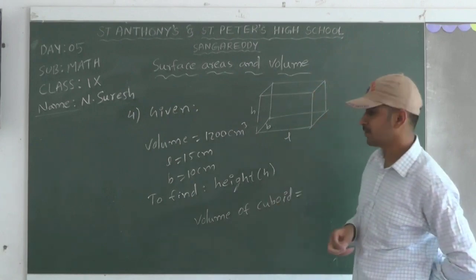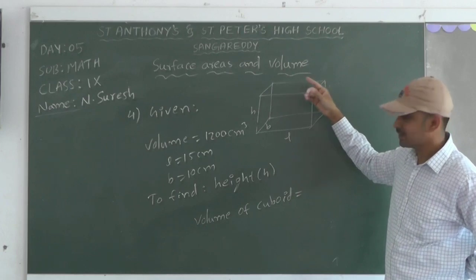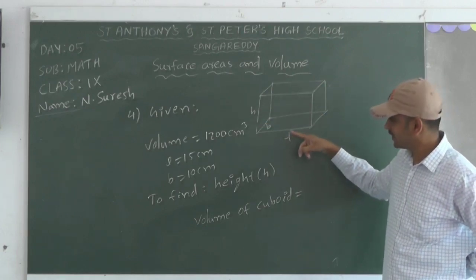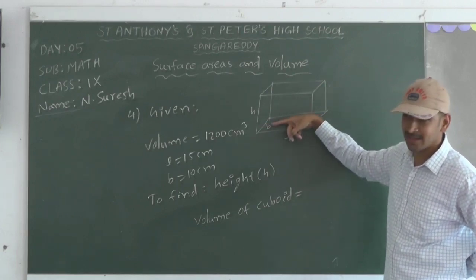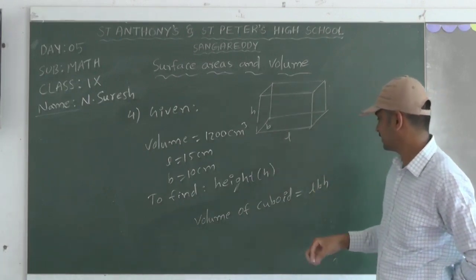Okay, no need to memorize the formulas. The volume of the cuboid is nothing but, since this is also a prism, area of the base into height. What is the area of the base? L into B, it is a rectangle, into height. So L into B into H is given.